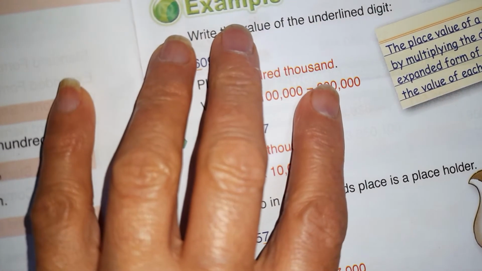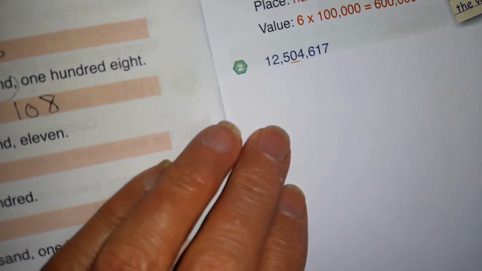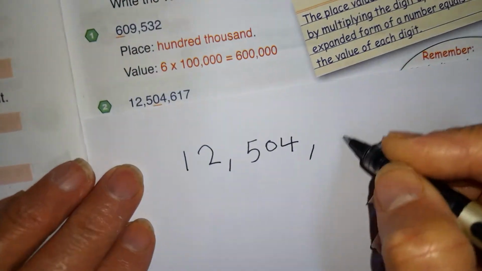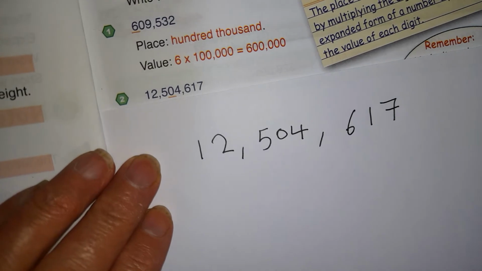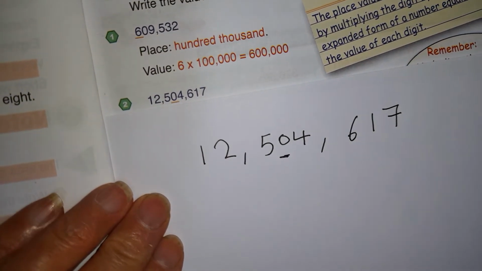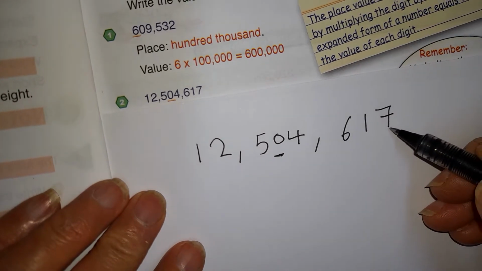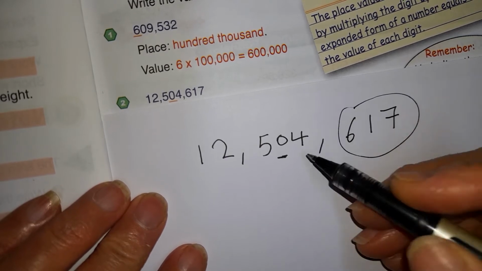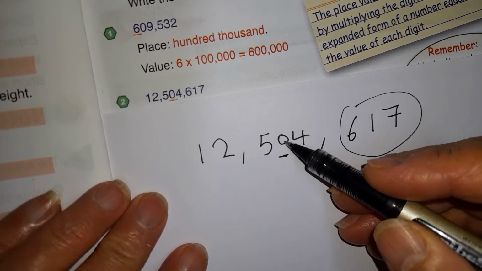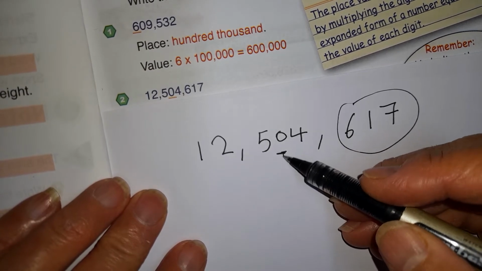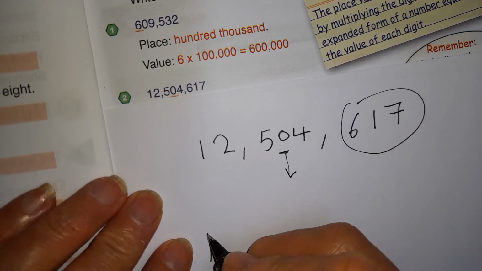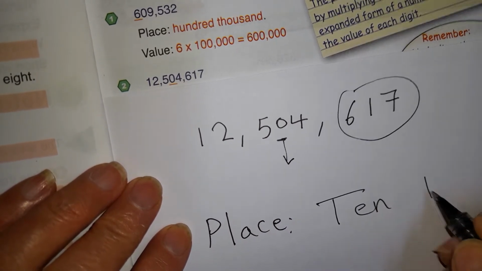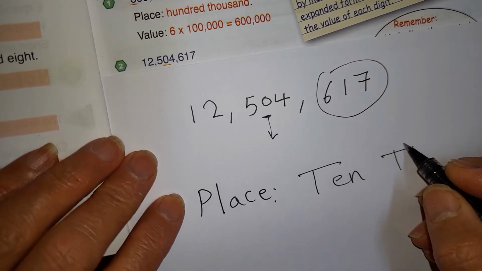Let's do this one together. Let's read the number. It is 12,504,617. What digit did they underline? This, the 0. Where is the 0? If you start from the beginning, ones, tens, hundreds, this is the ones, 1,000, 10,000, 100,000. So the 0 is in the 10,000 place. I will write it like that, 10,000.